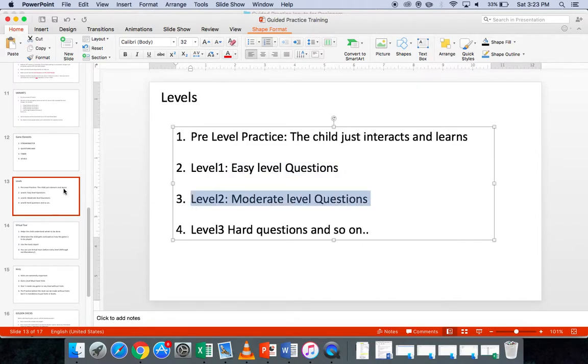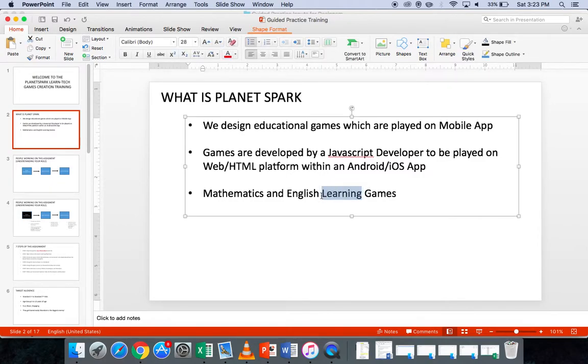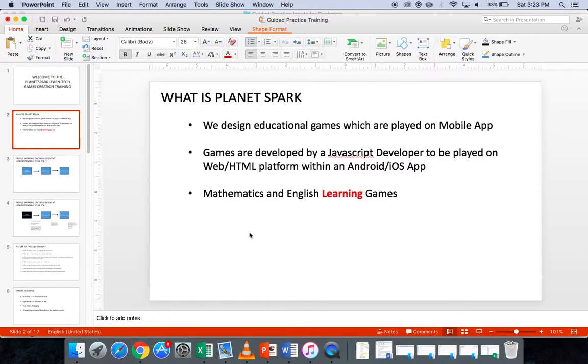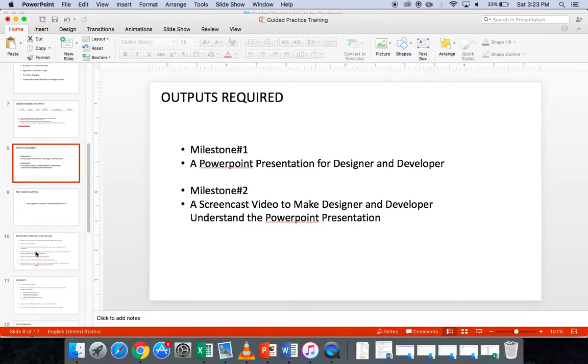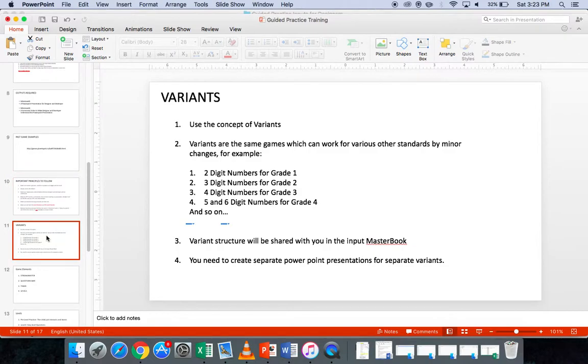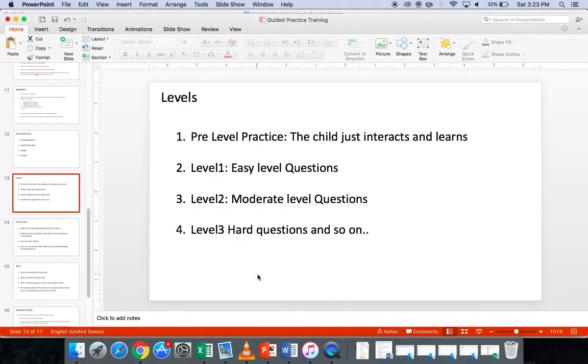That's what is important. As I told you, these are not testing games, these are learning games, and the focus is on learning and not testing. So we are not just testing and asking some questions. It's about how you make it a learning game so that the child understands the concept through the game and not just by asking questions. So this is the difference between pre-level practice and level 1.